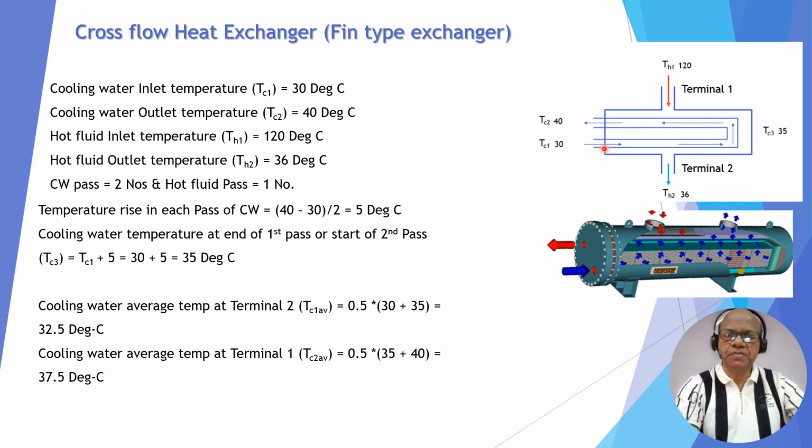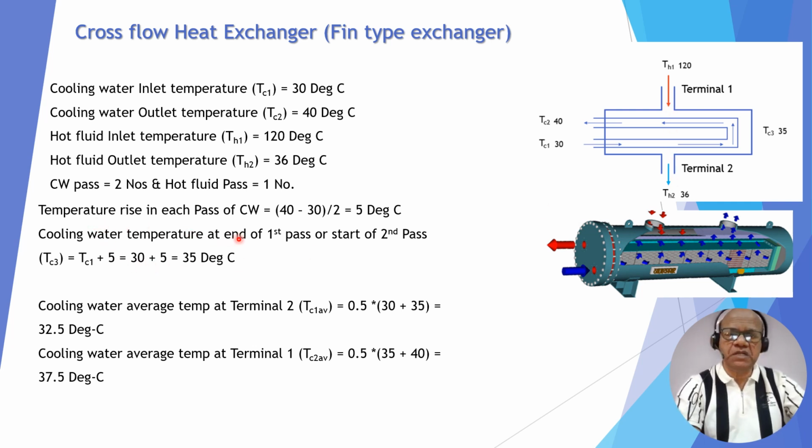So 50% of the tubes have cooling water flow in this direction and the remaining 50% in this. The cooling water inlet temperature TC1 is 30 degrees, outlet is 40 degrees, hot fluid inlet temperature is 120 degrees, and the hot fluid outlet is 36 degrees Celsius. Cooling water passes: two, hot fluid pass: one. From here to here is one pass, here to another pass. So cooling water is two pass and hot fluid is one pass.